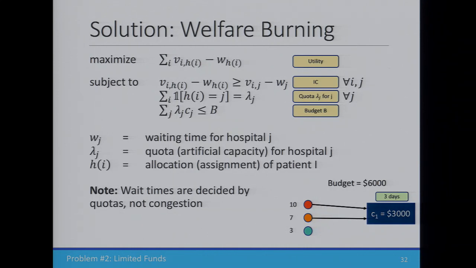The values are known, but we want it to be truthful. Yeah, so they're still strategic, but we're assuming that the values are known. Good point, yeah. Okay.